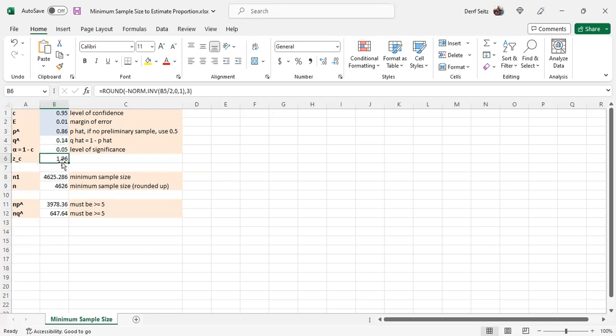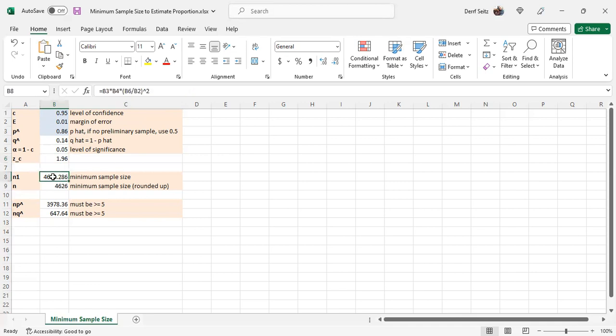The Z critical value here uses the norm inverse of B5 divided by 2. B5 is the level of significance divided by 2 to give you one tail. And then 0 and 1 are the mean and standard deviation of the standard normal distribution. And 3 goes with the rounding. We're going to round this, and there's a minus sign in there so that we get our critical value on the right side, as it's expected.